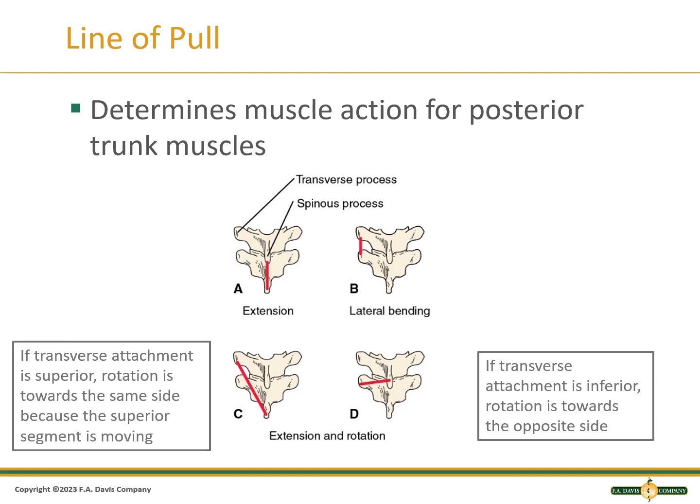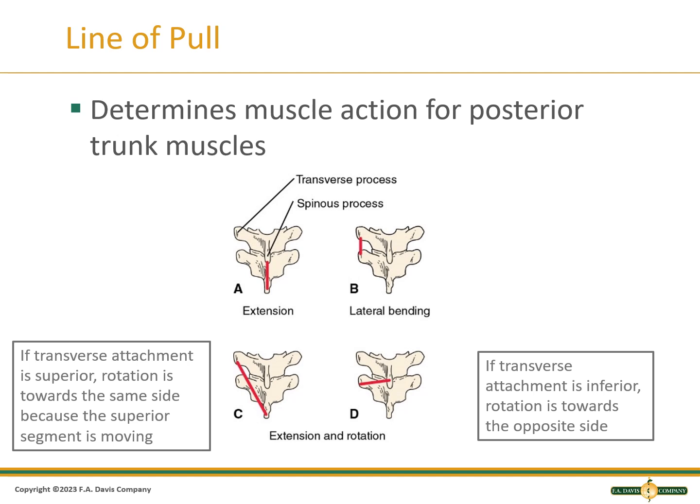If we look at C here, we're looking at the transverse attachment being superior with the spinous process attachment inferior. So if we see that, rotation is going to be towards the same side because the superior segment is the one that's moving. If I start inferiorly on a spinous process and I move superiorly to a transverse process and I pull a rubber band, that transverse process is going to pull towards my spinous process, causing rotation to the same side. But if my transverse process is my inferior attachment and my spinous process is my superior attachment, like we see in D, then I'm going to have rotation towards the opposite side because, again, my superior segment is the one that's moving.